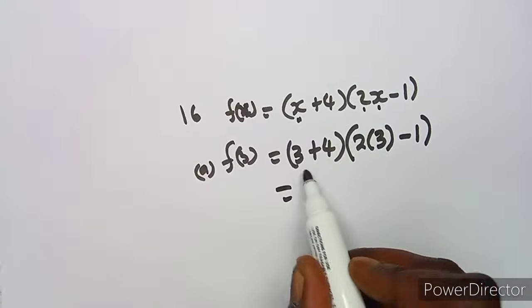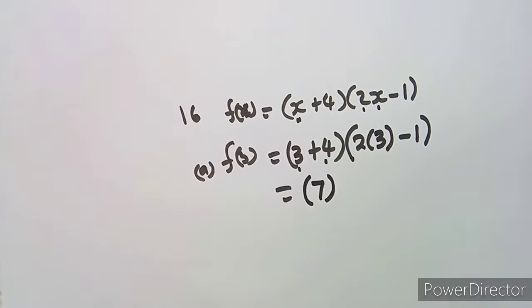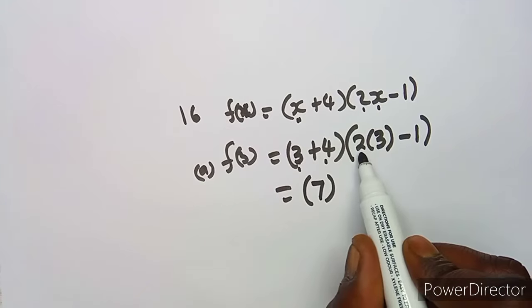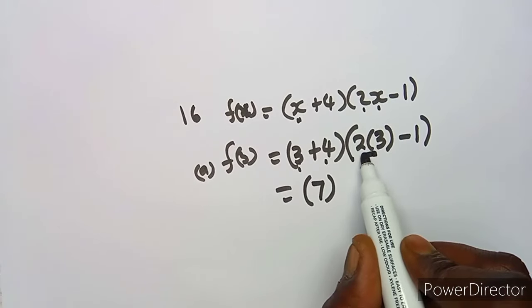Okay, so let's simplify, guys. 3 plus 4, that is 7. From our bracket 3 plus 4, we obtain 7. Then we move on here and expand this bracket. 2 and 3, these two must be multiplied first.